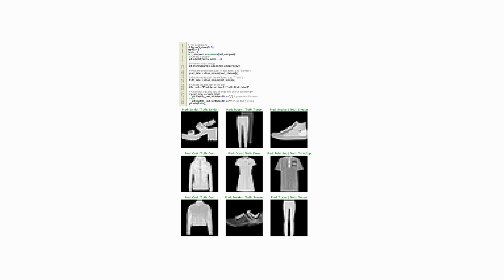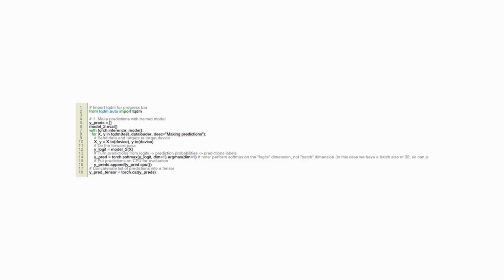Depending on whether the prediction is correct or not, the title color is changed to green or red, respectively. The plt.axis(False) command turns off the axis labels and ticks for a cleaner plot. Overall, this code is used to visualize the predictions made by the computer vision model and compare them to the true labels.